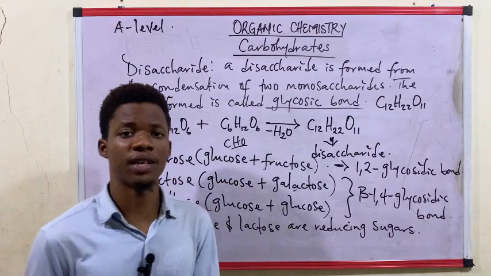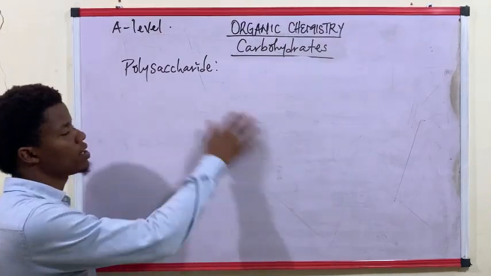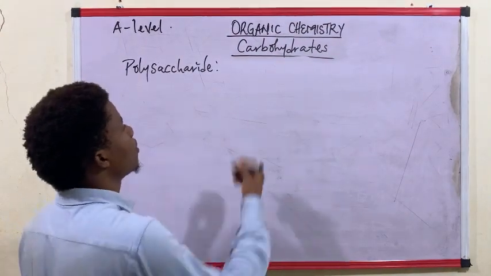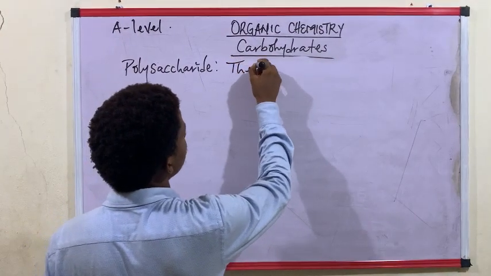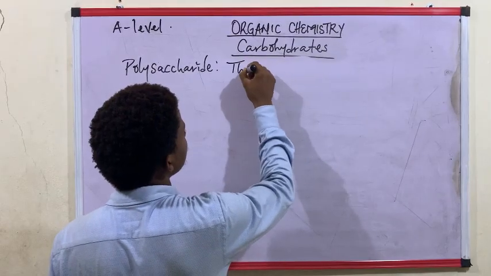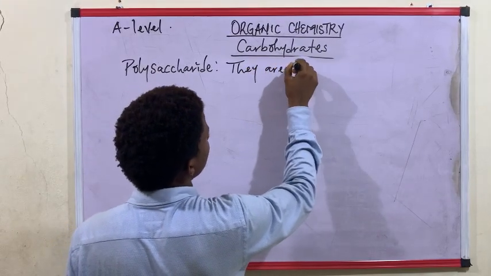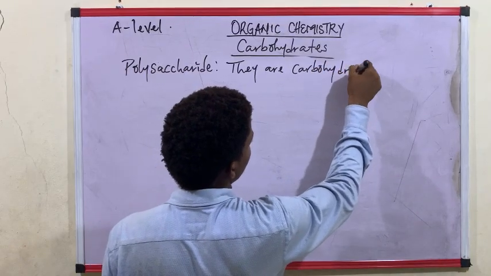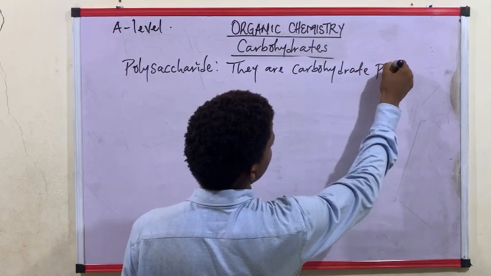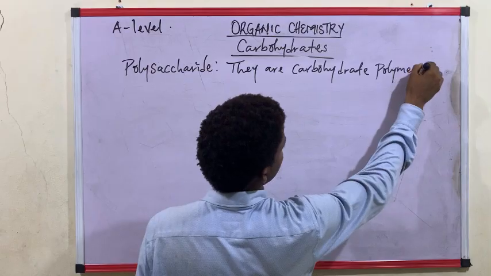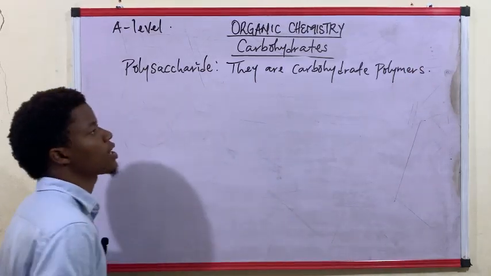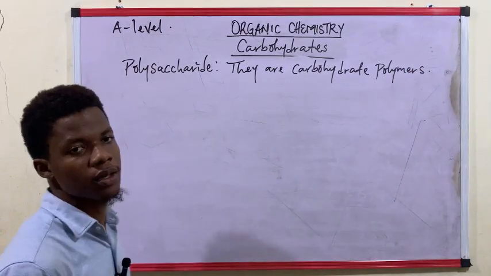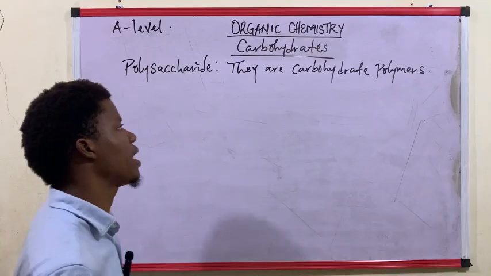Now let's go to the polysaccharides. So we're looking at polysaccharides. What are polysaccharides? Polysaccharides are simply carbohydrate polymers. They are polymers of carbohydrate.